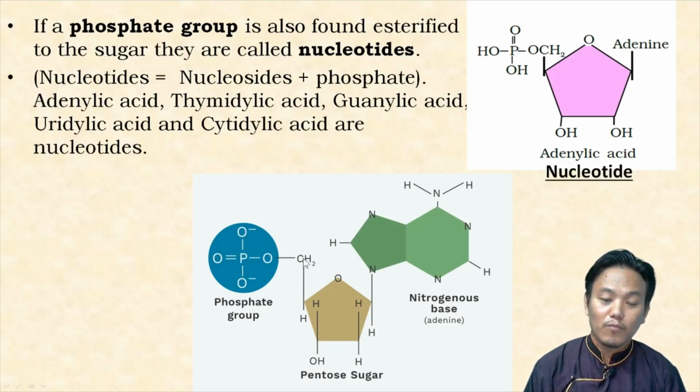Now the bond between the fifth carbon and the phosphate group is called an ester bond.